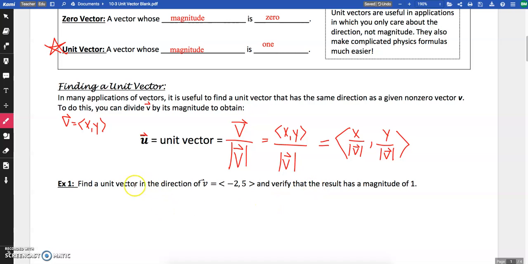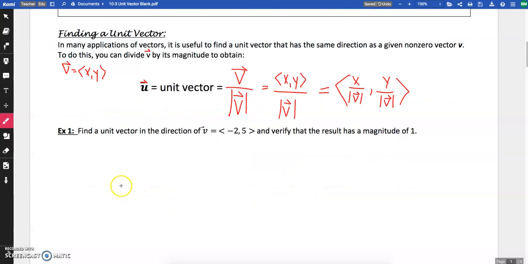Okay. So let's use that formula. We'll find a unit vector. So here's our vector v. And then we're going to show that this is the unit vector because it will have a magnitude of 1. Okay, so step 1. If I'm going to find the unit vector, I need to know the magnitude. So I'm actually going to calculate that first. So we'll say find the magnitude of v. So I can do that with my Pythagorean theorem. Square root of negative 2 squared plus 5 squared.